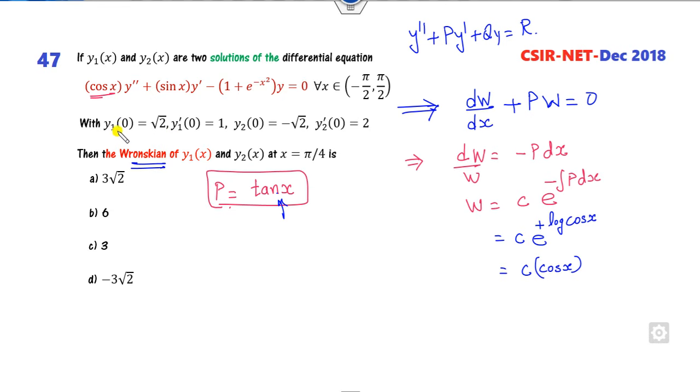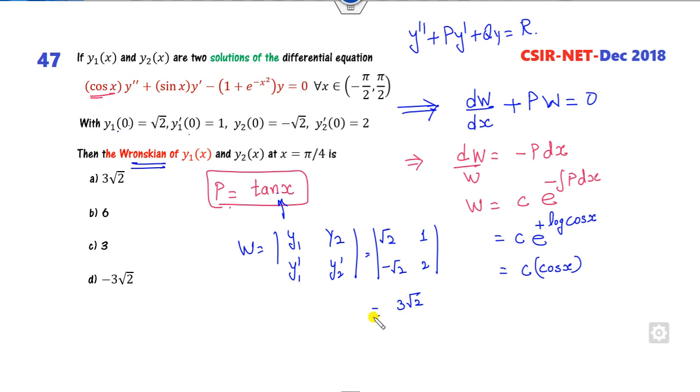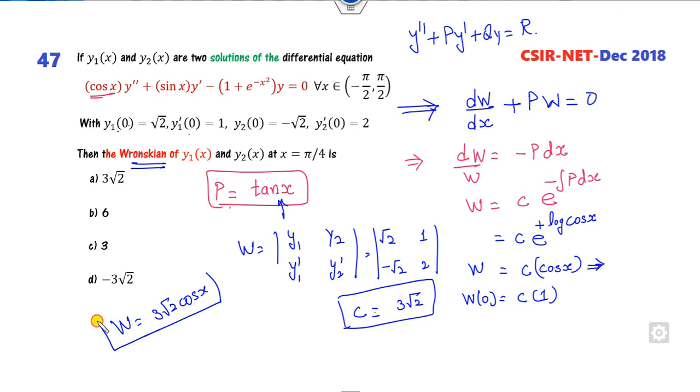Fine. Now what is the value of the Wronskian? It is W of y1, y2, with y1', y2'. At the point 0, it is given to you as root 2, 1, minus root 2 and 2. So what is the answer of this? It is 3 root 2. So the Wronskian when x is equal to 0, this C cos of 0 is 1. So C will be my 3 root 2. So I can substitute here. What is the answer of this? 3 root 2 cos x is the right answer.